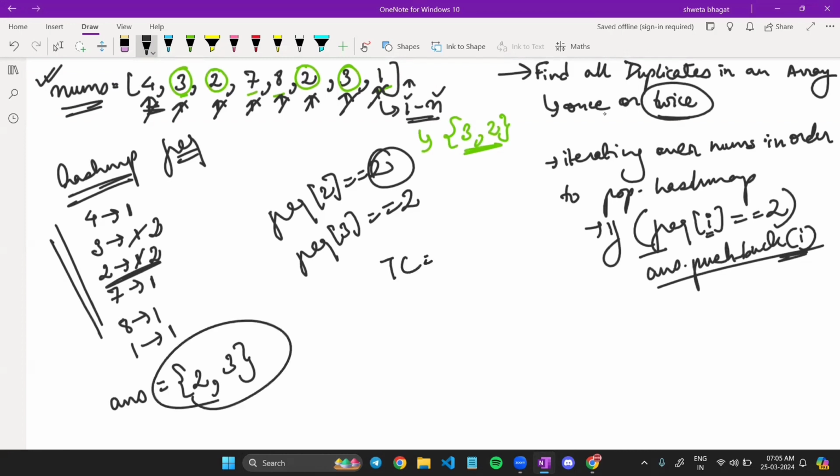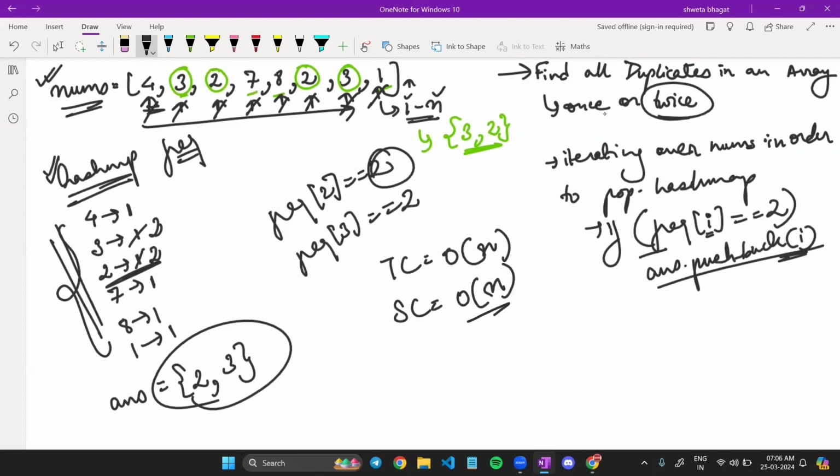Now, what would be the time complexity of this solution? Since we are iterating over the nums, the time complexity would be order of n, because we'll be iterating over each of its elements. And what would be the space complexity? The space complexity would be order of n as well. Why? It's because we are creating a hash map over here, correct? So the space complexity is order of n.